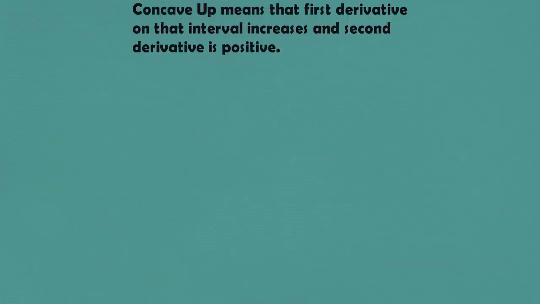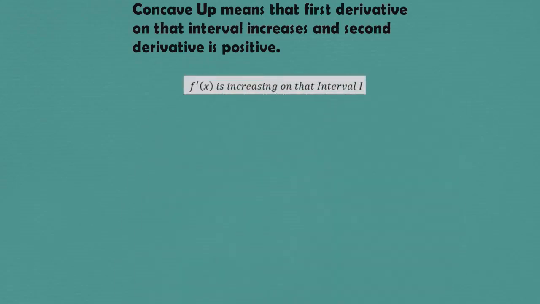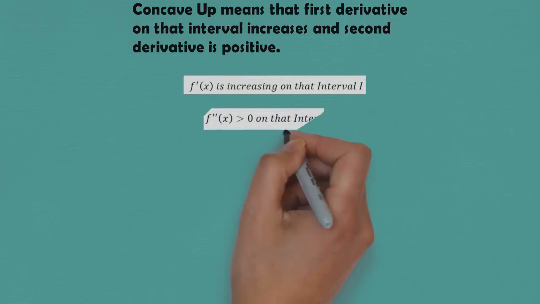Similarly, when the graph is concave up, it means that the first derivative on that interval increases and the second derivative is positive. That is, first derivative is increasing on that interval and second derivative is greater than 0.